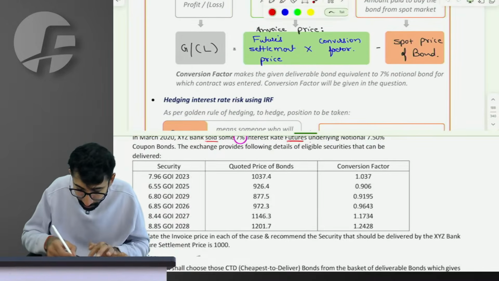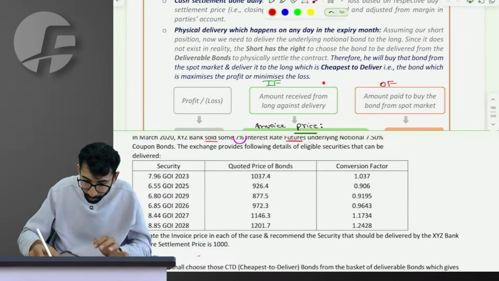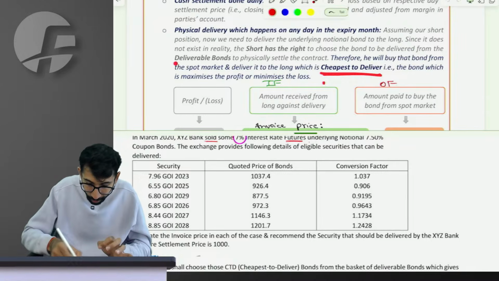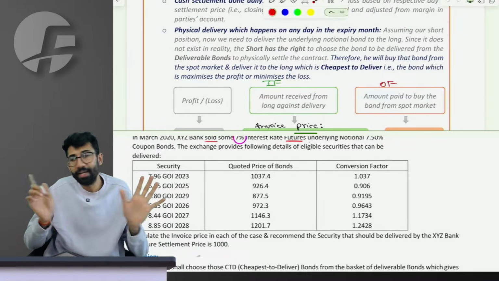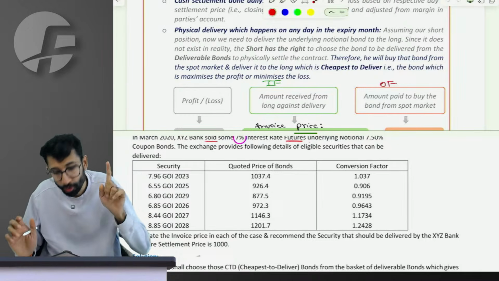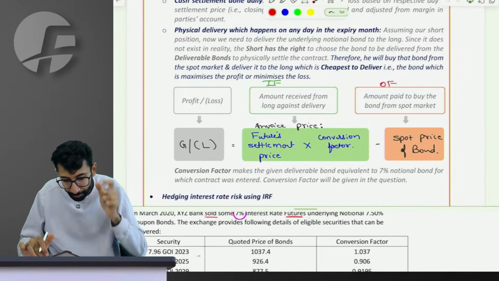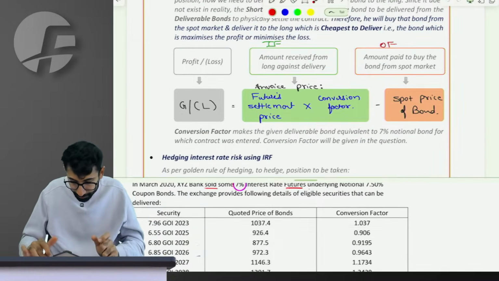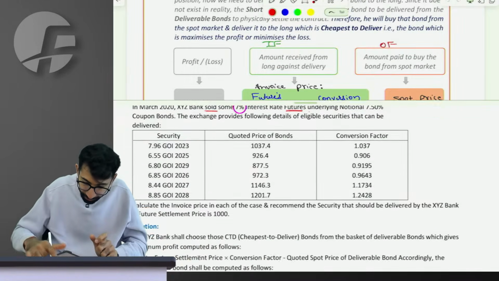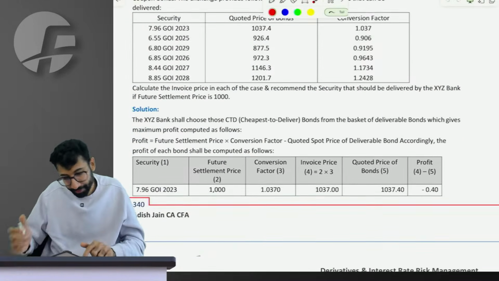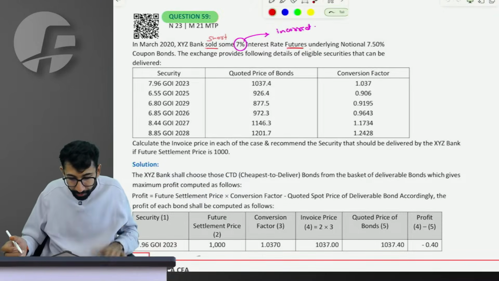The terminology is official. I have to find out the cheapest to deliver bond out of the deliverable bonds under physical delivery. The entire story we have not discussed, but the crux is really important, which we have discussed. So let's understand that crux, people. Let's talk about that crux.